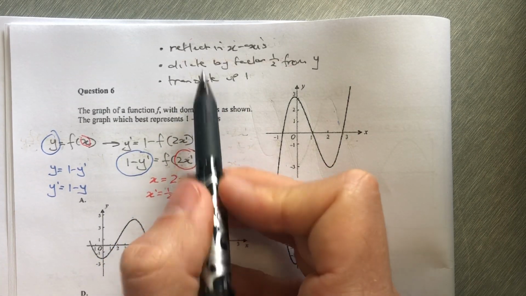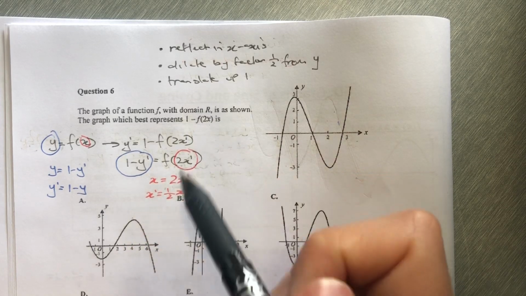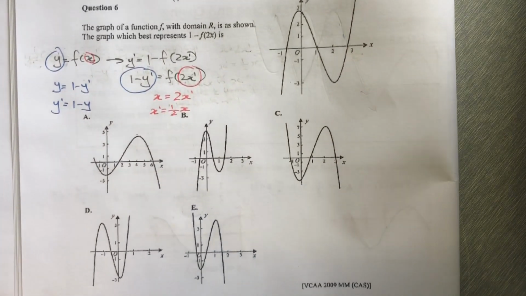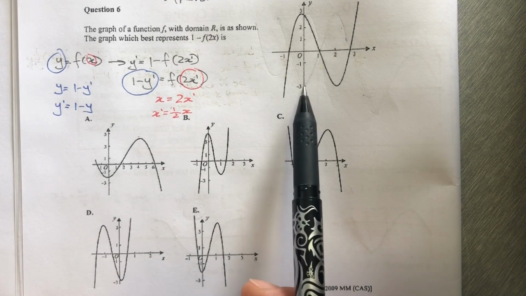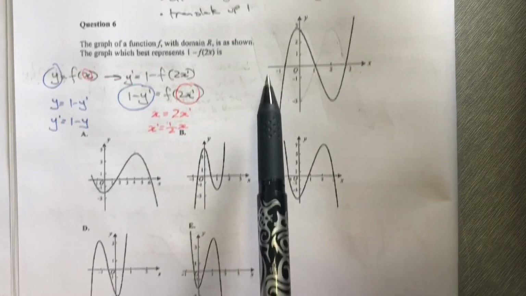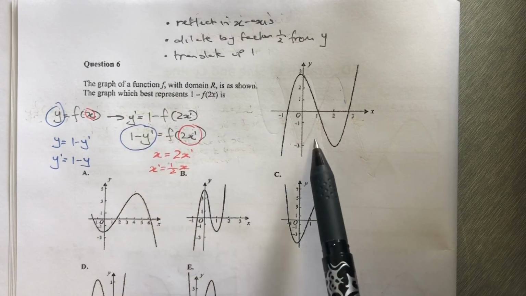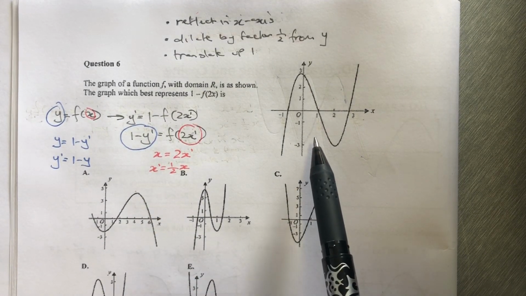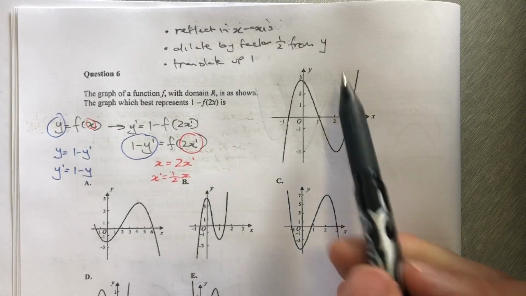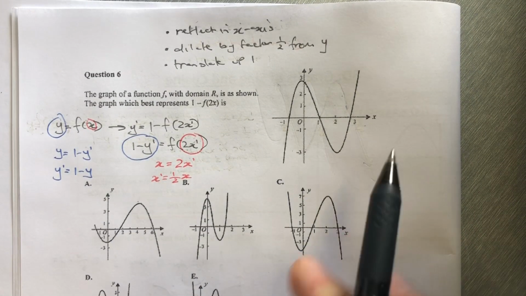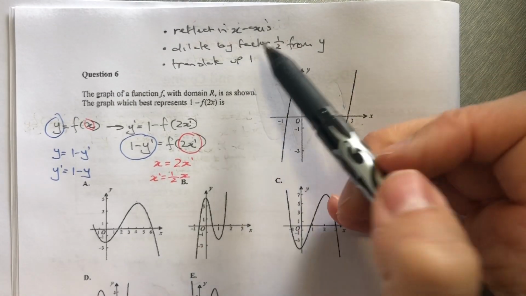So these are the 3 transformations that you've got. We just need to work out which one of these graphs is going to be our new one compared to our old one here. So we need to do these 3 things to that graph, and one of these should be what we get. Alright, now I'm just going to start drawing on this one and showing each of these reflections.